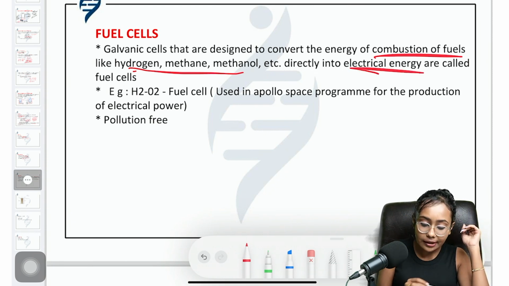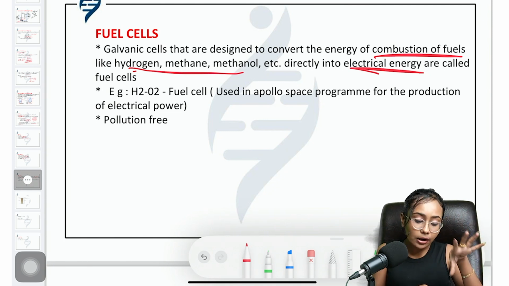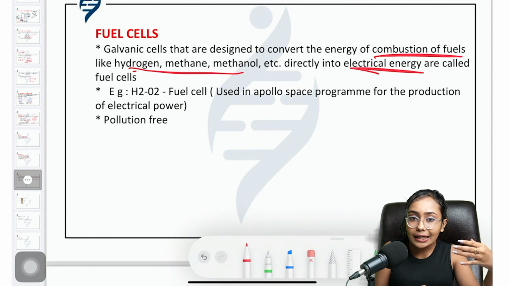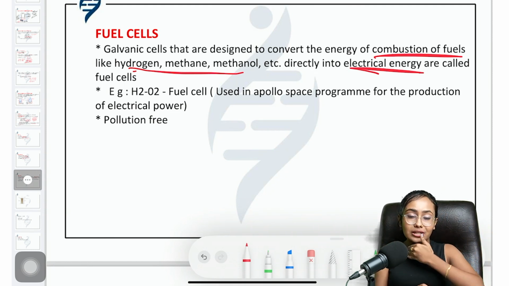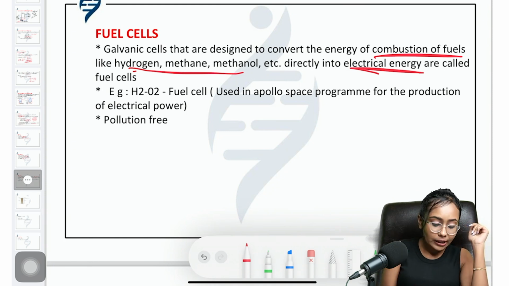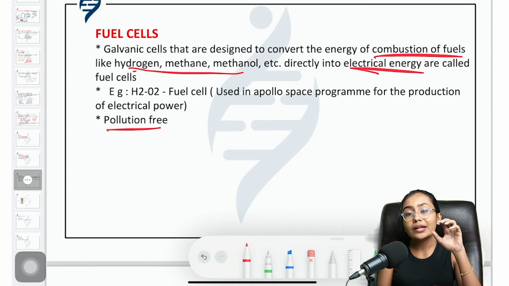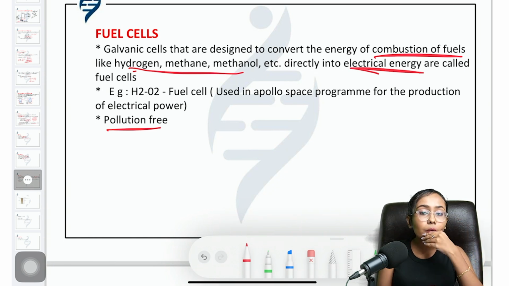Energy means electrical energy. Galvanic cells that are designed to convert the energy of combustion of fuels like hydrogen, methane, methanol, etc. to electrical energy, such devices are called fuel cells. They are eco-friendly and pollution-free, and one example of a fuel cell is the hydrogen-oxygen fuel cell, which is mainly used in the Apollo Space Research Program.